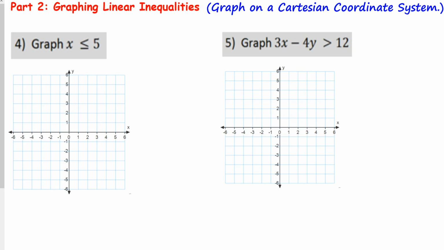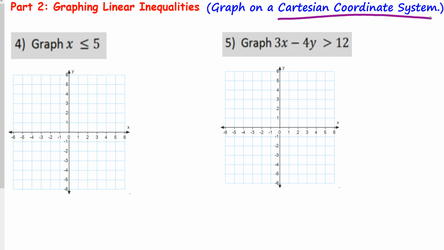Okay, the next part, I think I'll just continue and do this all in one video because it's not going to take very long for us to do part 2. This is something that I suspect you did in Algebra 1, but even if you didn't, I think you'll pick up on the extra parts pretty quickly. So we're graphing x is less than or equal to 5, but I'm not referring to a number line graph, I'm referring to a coordinate system graph. So we're using x and y right now.